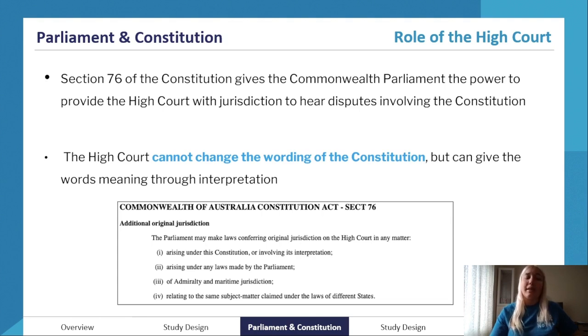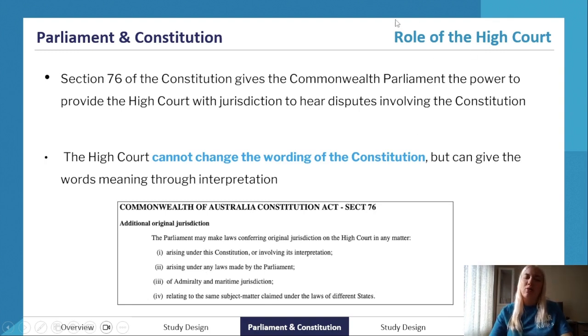This refers to the notion that the High Court cannot change the wording of the Constitution, just like Parliament cannot, but they can give words meaning through interpretation. So they can interpret what the Constitution actually meant and what were the intentions of the original Constitution. So we can see that section there. Additional original jurisdiction for the Commonwealth. The Parliament may make laws conferring original jurisdiction on the High Court in any matter arising under this Constitution or involving its interpretation.